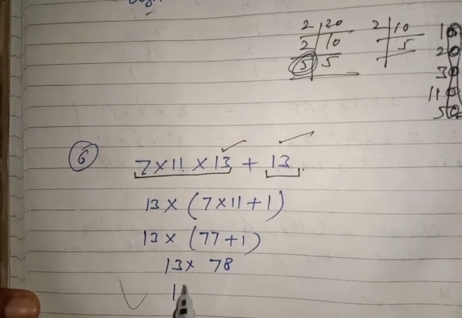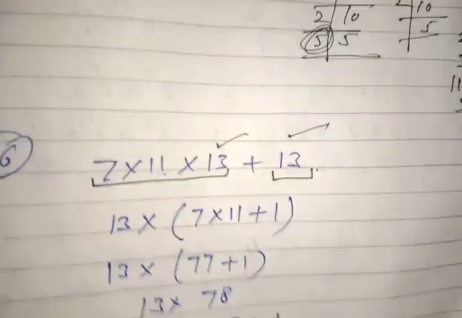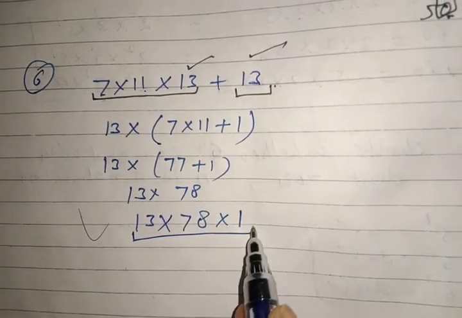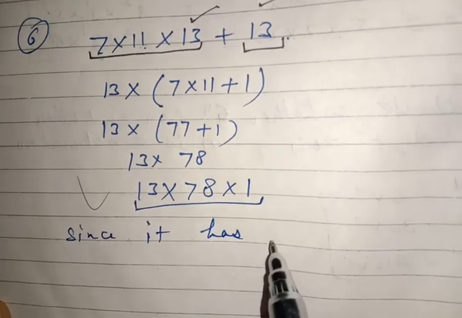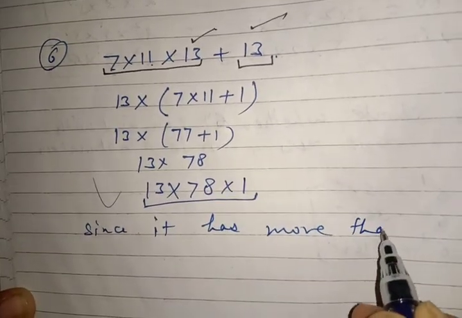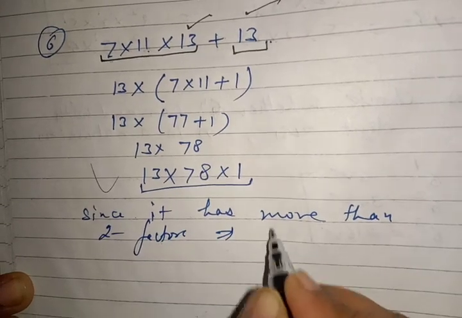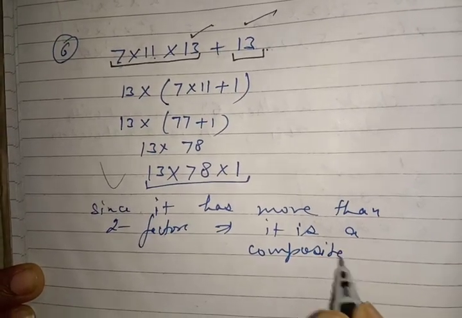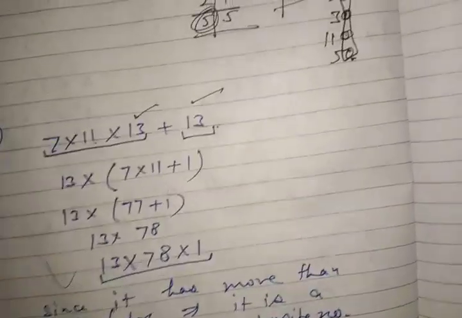So there are 13 and 78, and I can show 1 also, since 1 can be written with any number in multiplication. So how many factors can you see here? Since it has more than 2 factors, this implies it is a composite number. This is the meaning of composite number. The second part you can do on your own, I am leaving it to you. The 7th question also we can discuss so that we can complete the exercise.